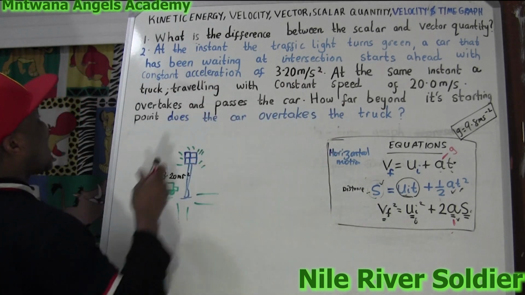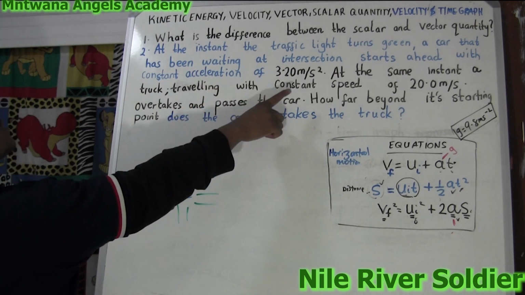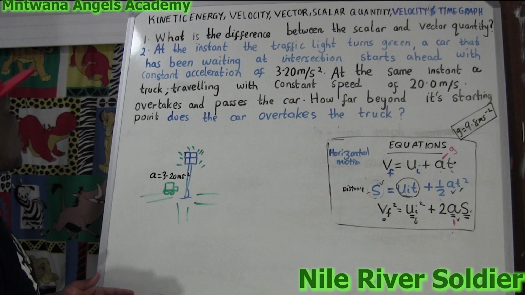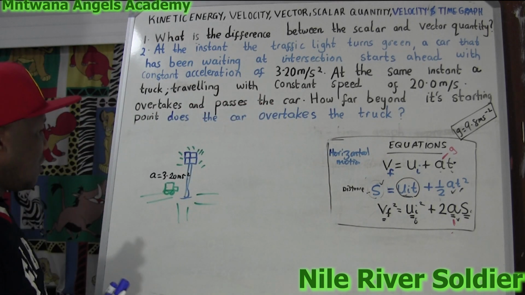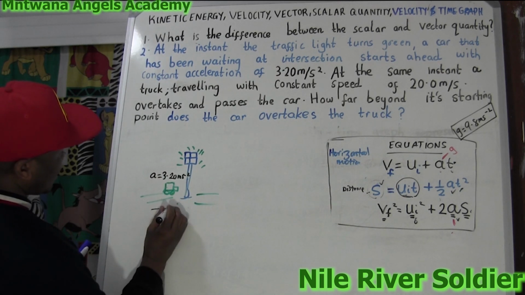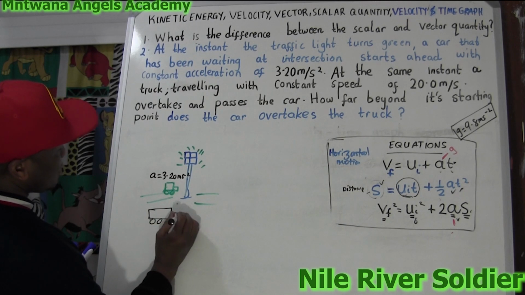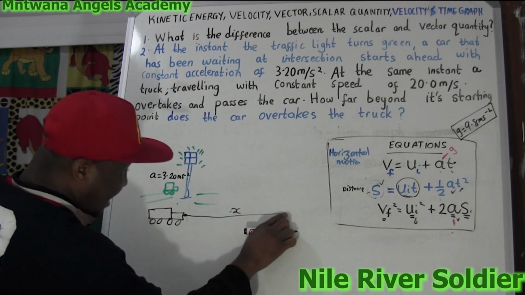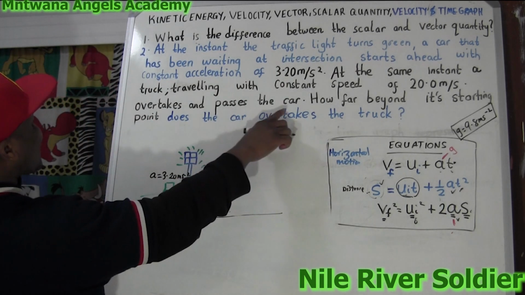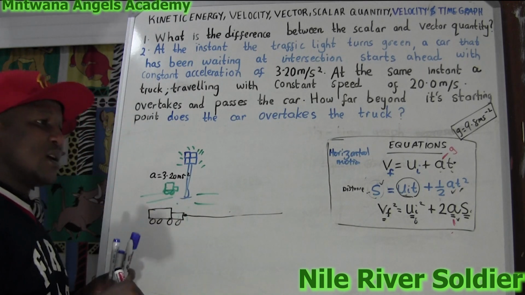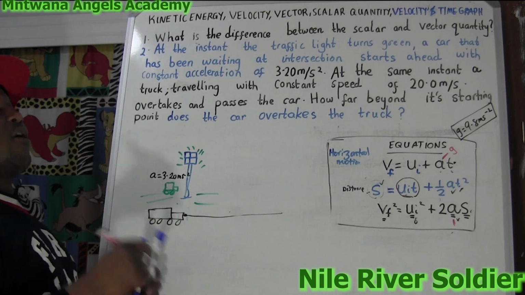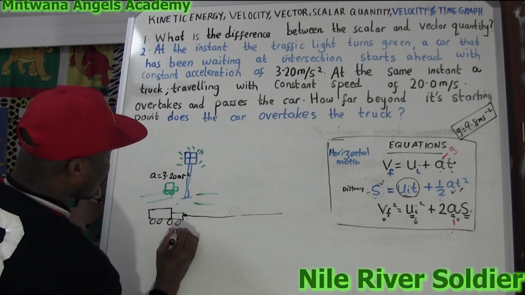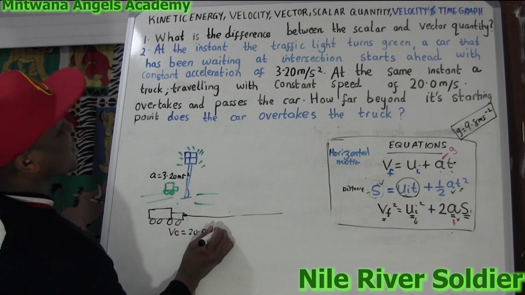At the same instant, a big truck is coming from behind, traveling with a constant speed of 20.0 meters per second. The truck comes and overtakes and passes the car, while the car is still at the same place, just starting as the green light comes on.